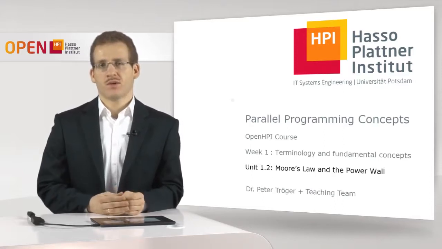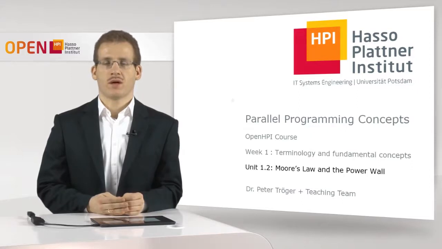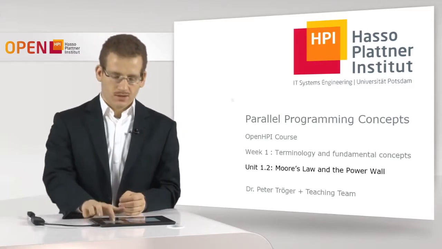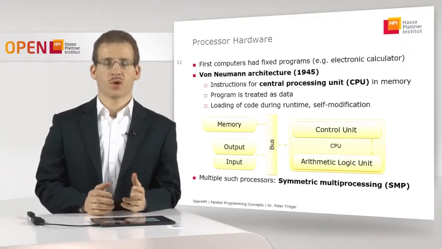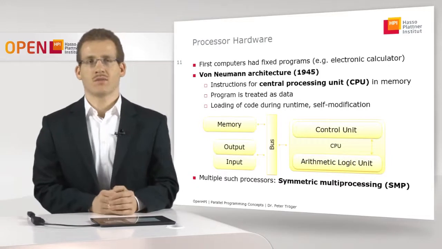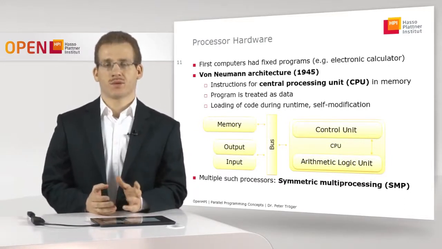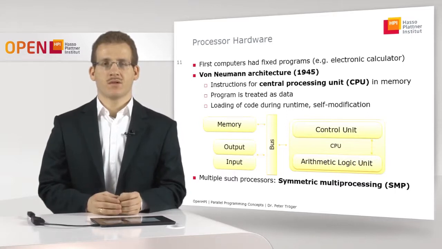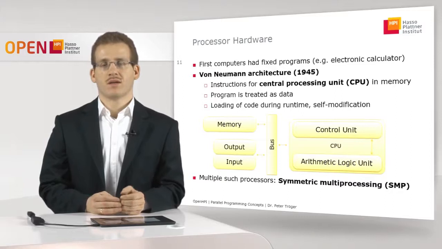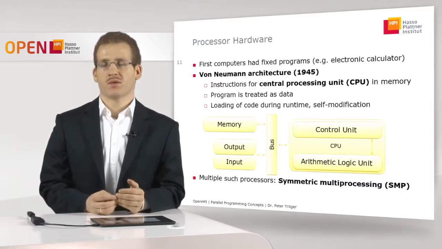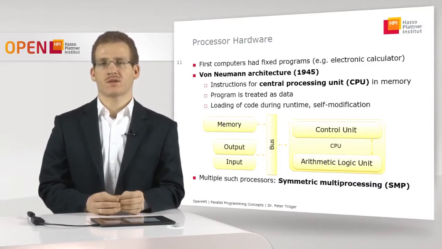So in this unit we want to talk about Moore's law and the power wall problem, which is very prominent today in parallel processing hardware. So let's have a look into how processors work. If you take a modern computer, then the architecture of the processor and the computer itself follows common principles that are known from computer architecture. The most prominently and most widely used concept here is the so-called von Neumann architecture.